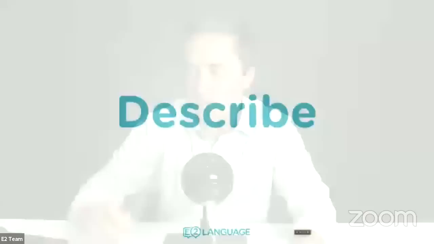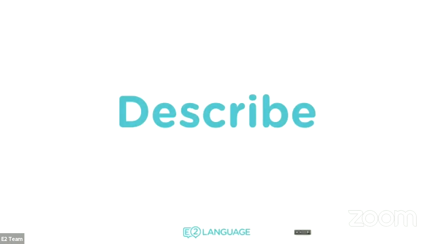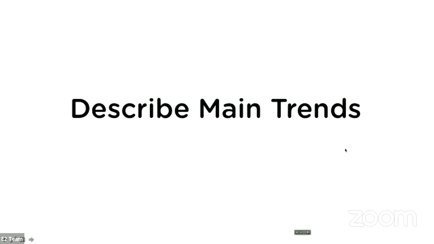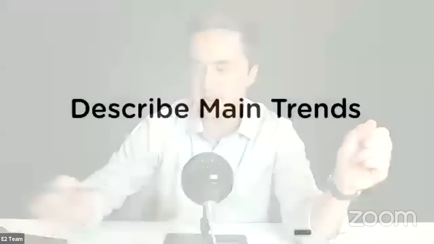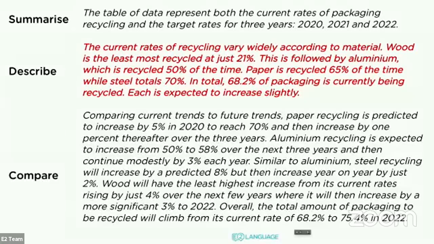Okay, now what we're going to do is we're going to describe the main trends only. Now, if you have a line graph or a bar graph, try not to use any of the y-axis information. You can use the x-axis information for line graphs and bar graphs. For tables, it's a little bit different, okay? For tables, let me read you mine.